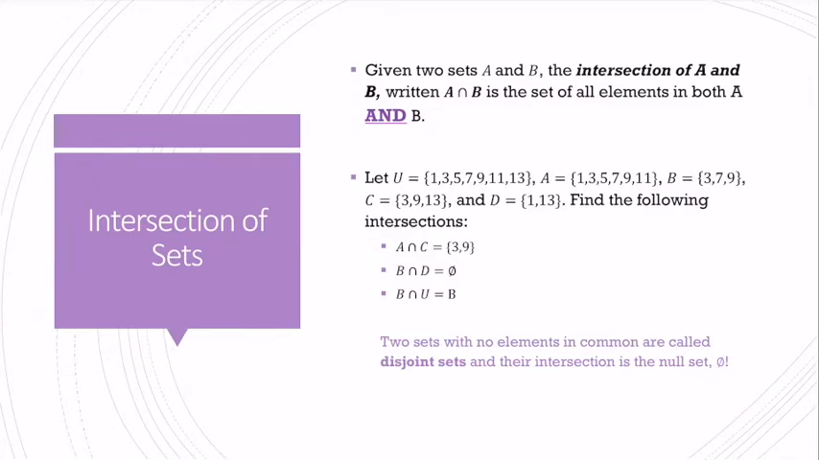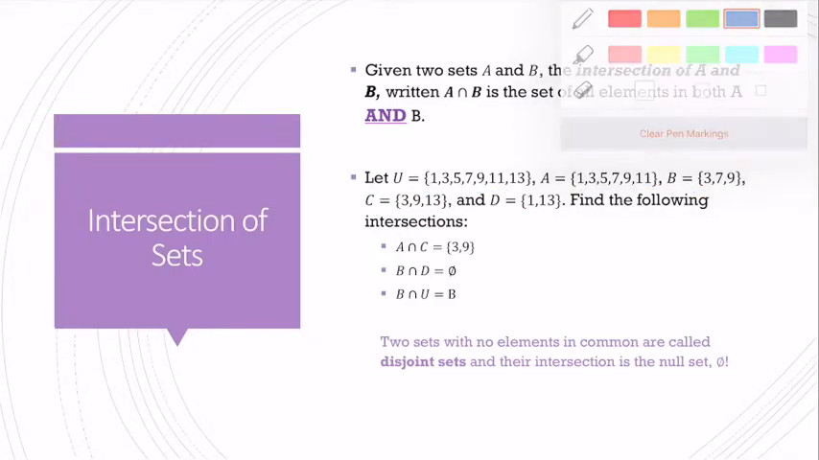So given any two sets, I can find their intersection. So the intersection of two sets, A and B, we've written A, this upside down U means intersect B, and what it is, it's all elements in both A and B. So let's let U be our universal set, which contains 1, 3, 5, 7, 9, 11, 13. A contains 1, 3, 5, 7, 9, 11. B, 3, 7, 9, and so on and so forth.